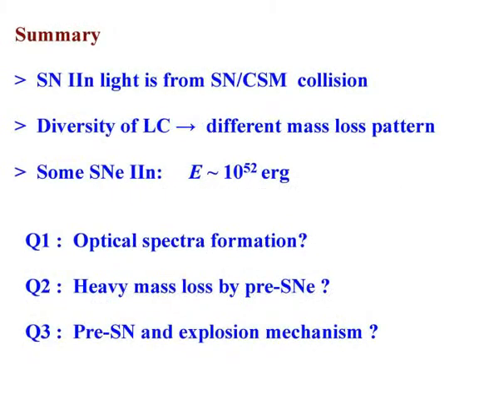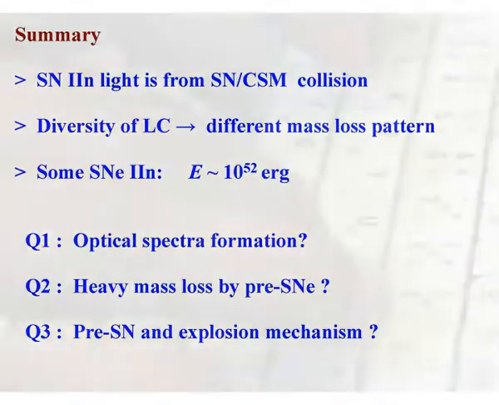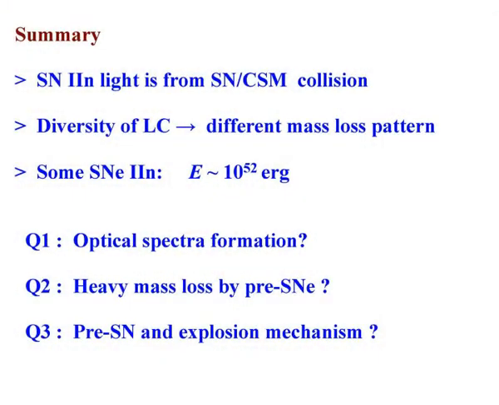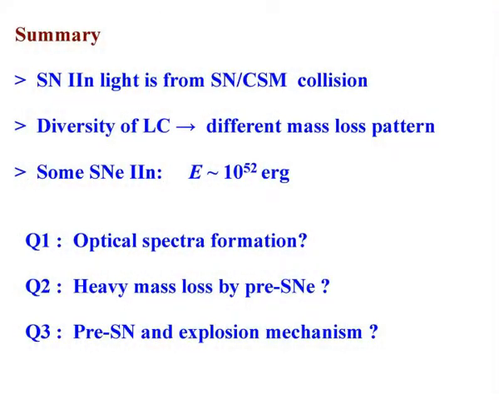The summary of what I talked about is that the supernova light of type 2Ns comes from supernova circumstellar collision, sometimes with a huge mass envelope, of the order of several solar masses, with an extension of several 10^16 centimeters. The diversity of light curves is mostly related to the different mass loss history, density and structure of the circumstellar environment. Yet, we know also that supernovae type 2N differ very much by their explosion energy. And three big questions remain.